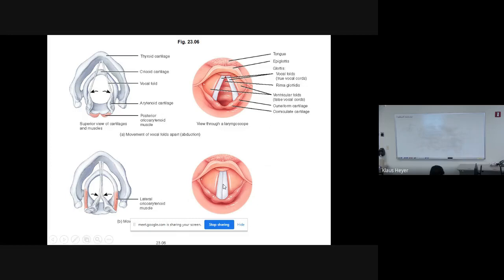The vocal folds, obviously, they make sound. The closer they are together, the higher the pitch of the sound, and the further they are apart, the lower the pitch. They're controlled by these two sets of muscles: cricoarytenoid muscles. There are posterior muscles, and there are lateral muscles. Again, not something that I'm going to test you on, just to give you a rough idea.